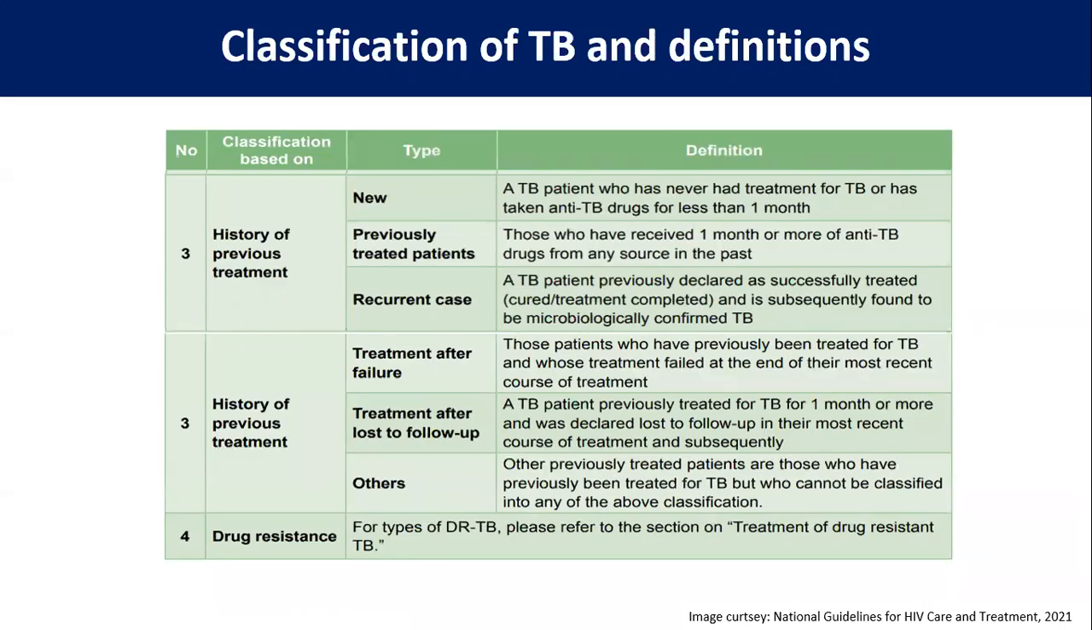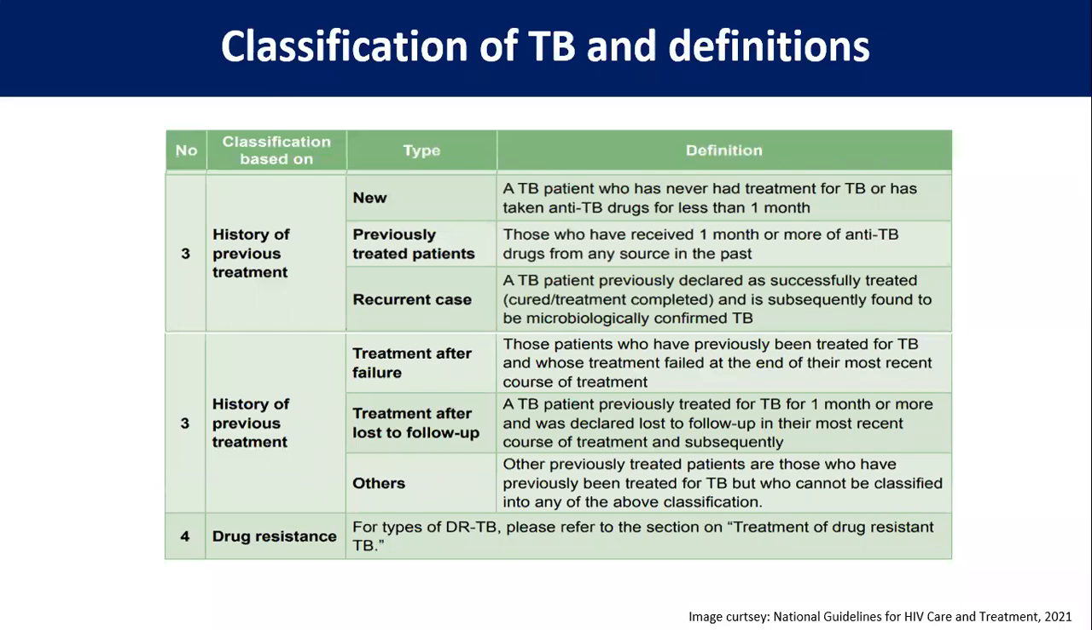Now, on the basis of history of tuberculosis treatment, the patients can be divided into, not three types, 3, 4, 5, 6 types. One is new, that is any patient who never had any ATT in the past or has taken ATT for less than 1 month, who is considered a new case.